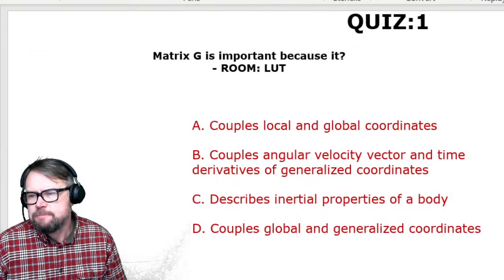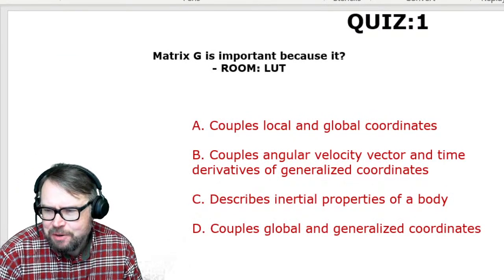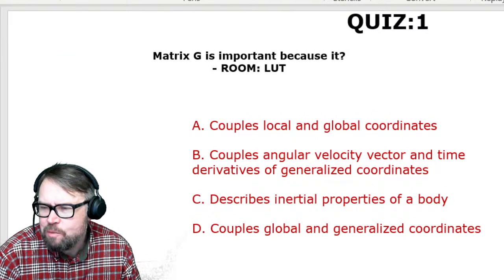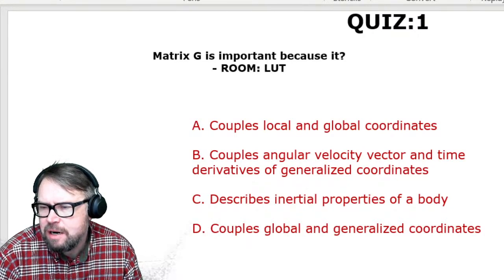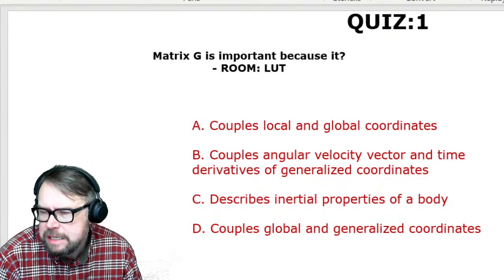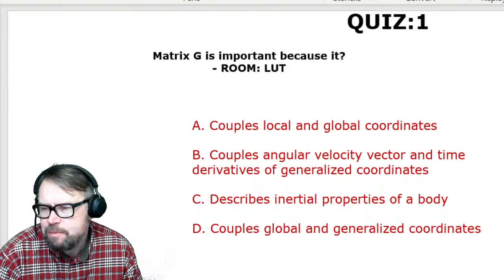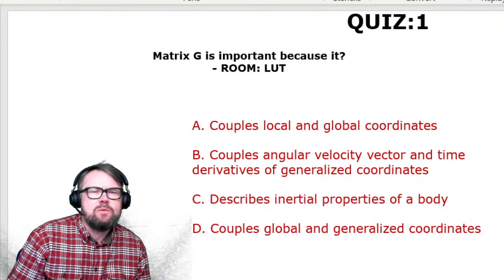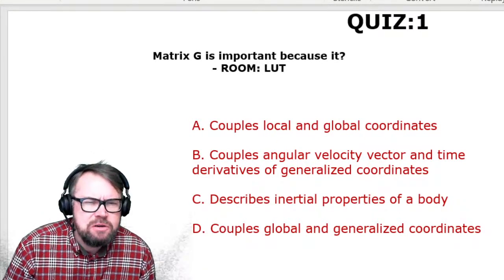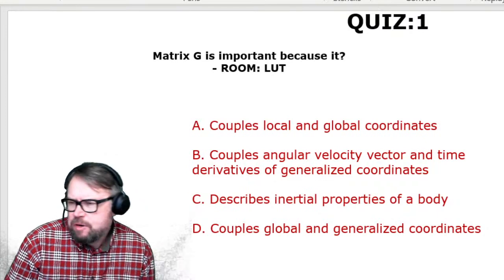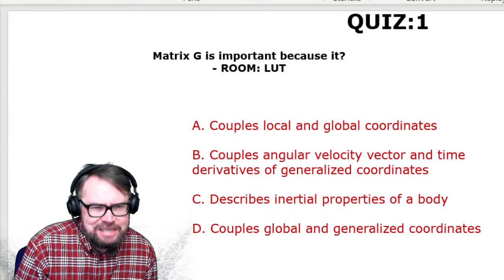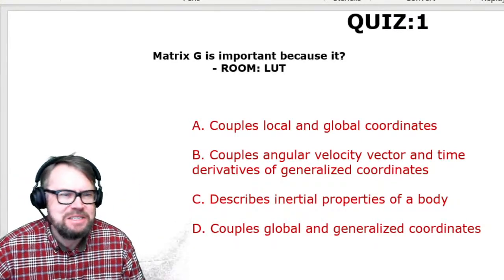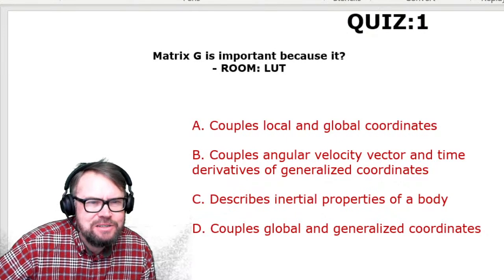Okay, let's take a look. The G matrix is important because it couples local and global coordinates, because it couples the angular velocity vector and time derivatives of generalized coordinates. It describes the inertial properties of a body, couples global and generalized coordinates. And I want to leave it here. I don't want to give you any more repetition or explanation, because I would like to see if there's something you got from this. I know it's not easy, but let's set the challenge.